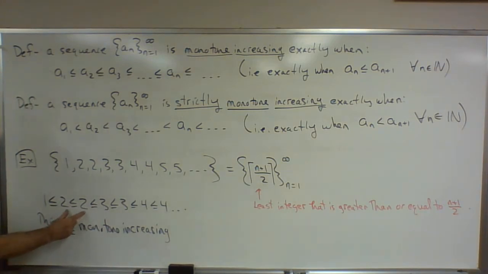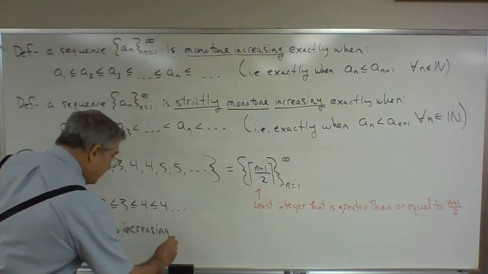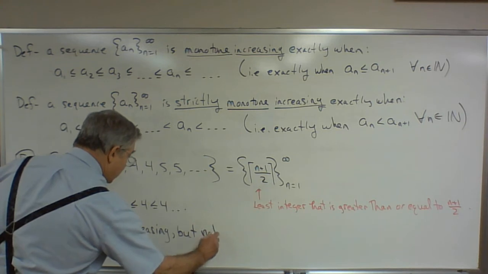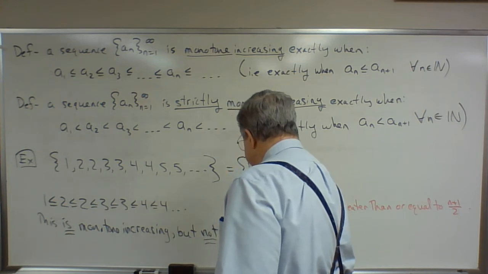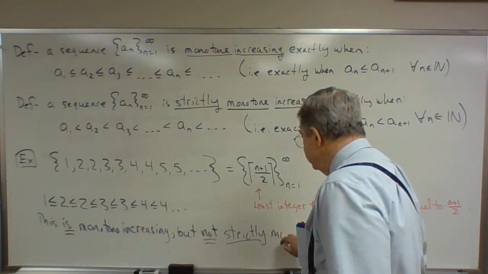Well, no, it doesn't. These two terms are the same. But we can't say that 2 is less than 2. So this term is not strictly less than the term that succeeds. And these two terms, 3 is not strictly less than 3. 3 is not less than the term that succeeds it, and so on and so forth. So I guess the most precise way to classify this sequence is to say it's monotone increasing, but not strictly monotone increasing.